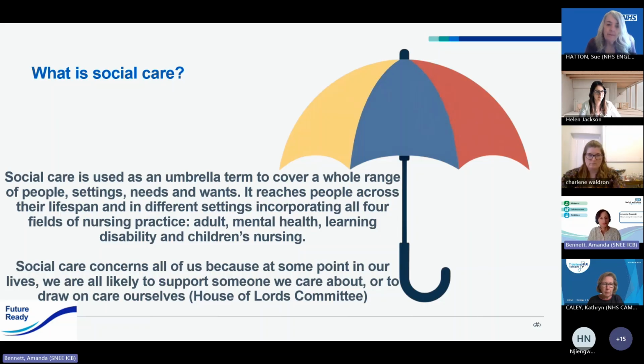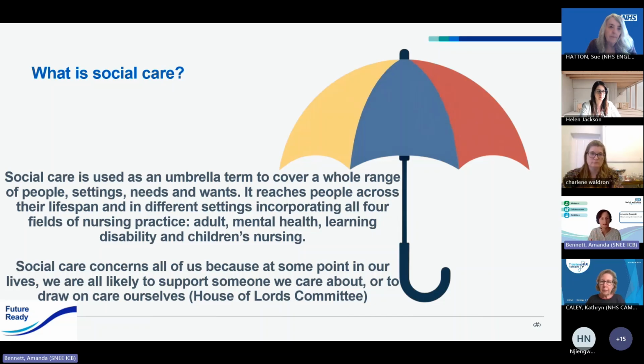Social care is used as an umbrella term to cover a whole range of people, settings, needs and wants. It reaches people across their lifespan, from babies right to the very elderly in society, and in a range of different settings, incorporating all four fields of nursing practice. Whether you're an adult nurse, a mental health nurse, learning disabilities, or a children's nurse even, there probably are roles within social care that would be available for you moving forwards, hopefully. So it is really a broad spectrum.